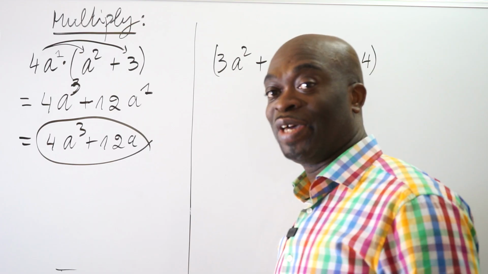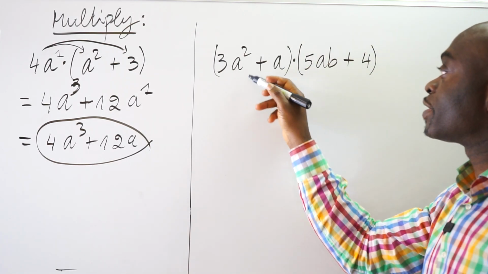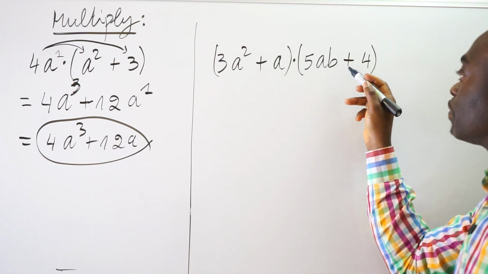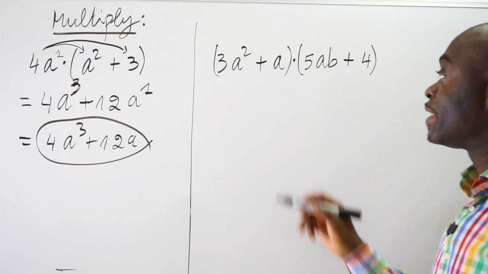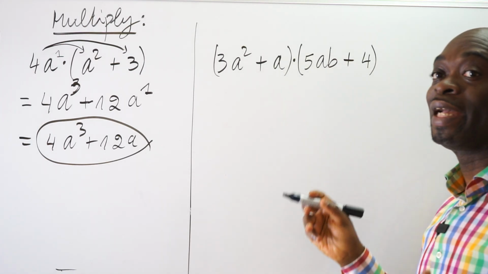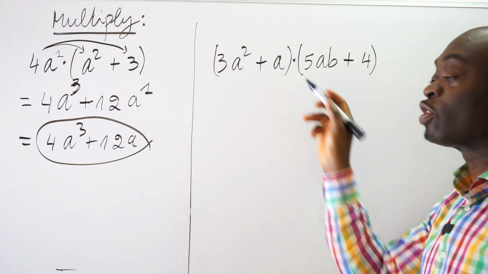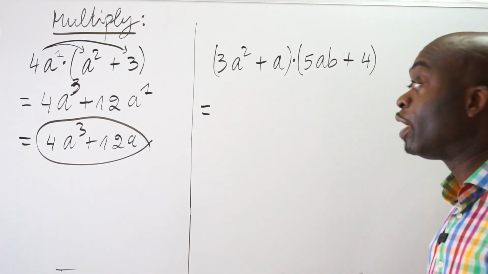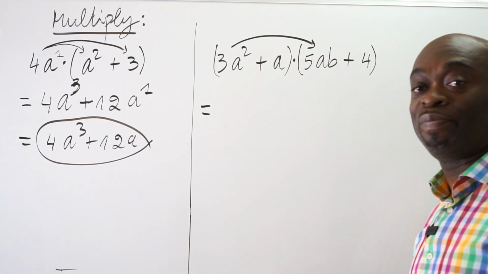All right, thank you. So we go to the second problem here. We have parenthesis 3a to the second power plus a, times parenthesis 5ab plus 4. The first thing we have to see is that we have a as a variable inside the first parenthesis, but we cannot add them up because this one has a different power, and this also has a different power. So what's going to happen after that? This one is equal to what? We have 3a to the second power times 5ab, correct?